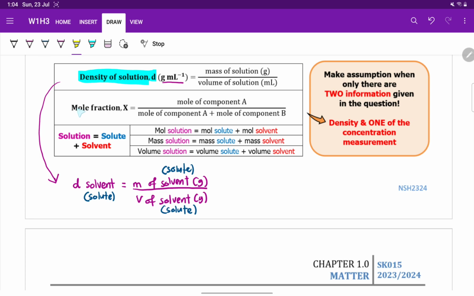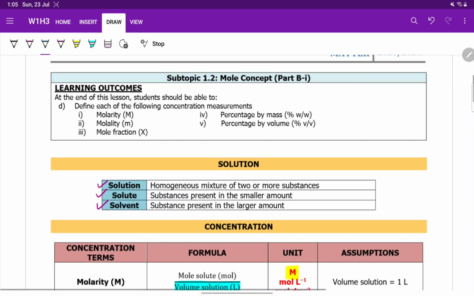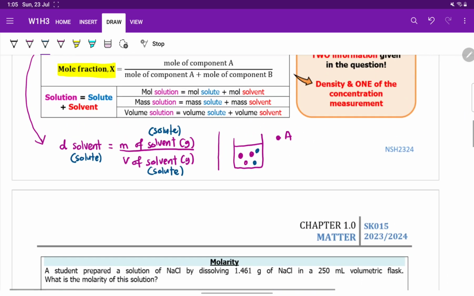Next, kita ada dekat sini, kita punya mole fraction. Okay, so untuk mole fraction dekat sini, as the name given, fraction adalah bahagian. Okay, and then mole. So, bayangkan dekat sini, untuk mole fraction, dalam satu bekas, katakan kita ada, yang warna purple ni adalah A, kemudian yang warna biru ni adalah B.